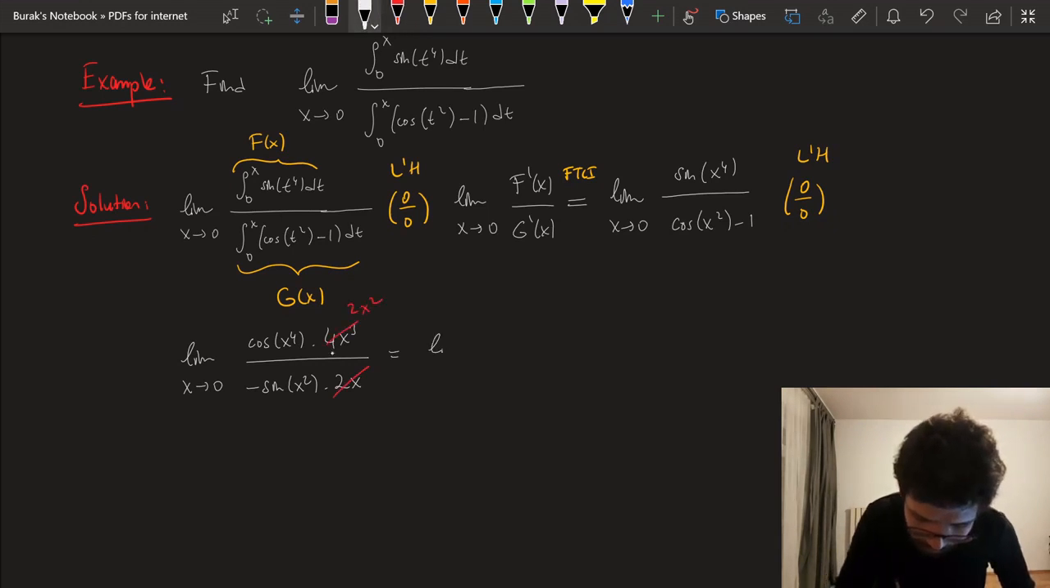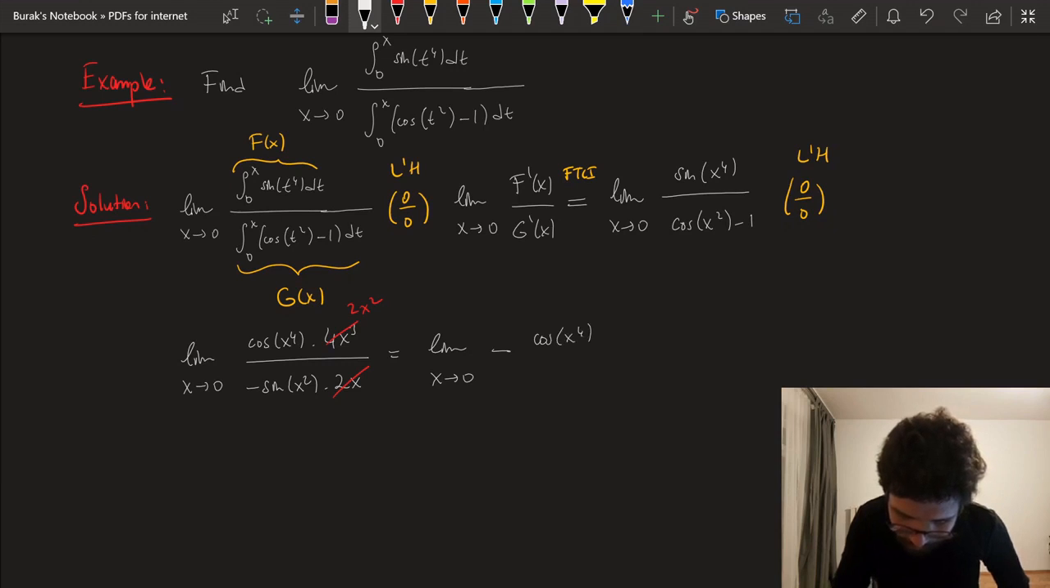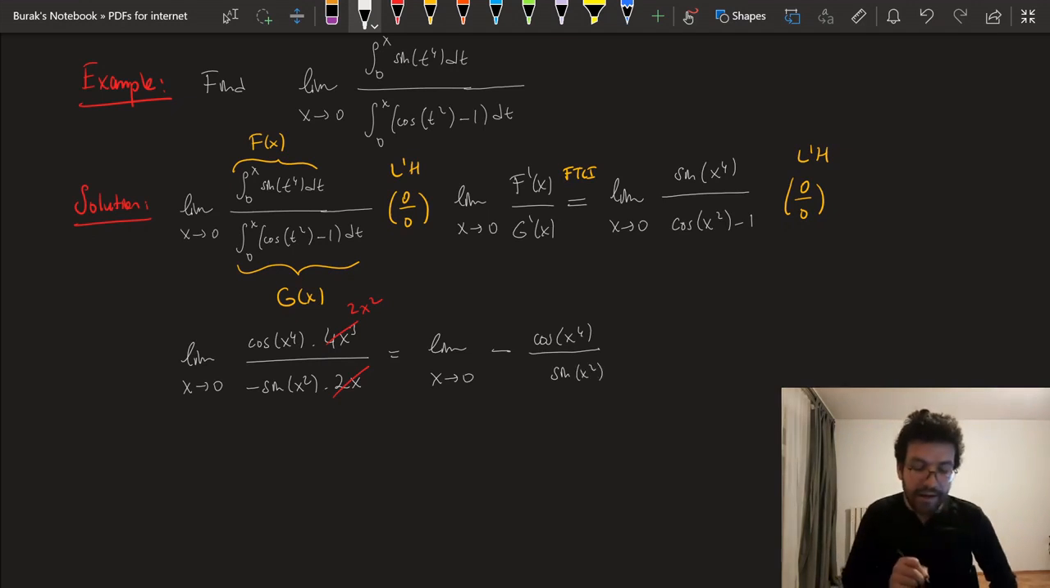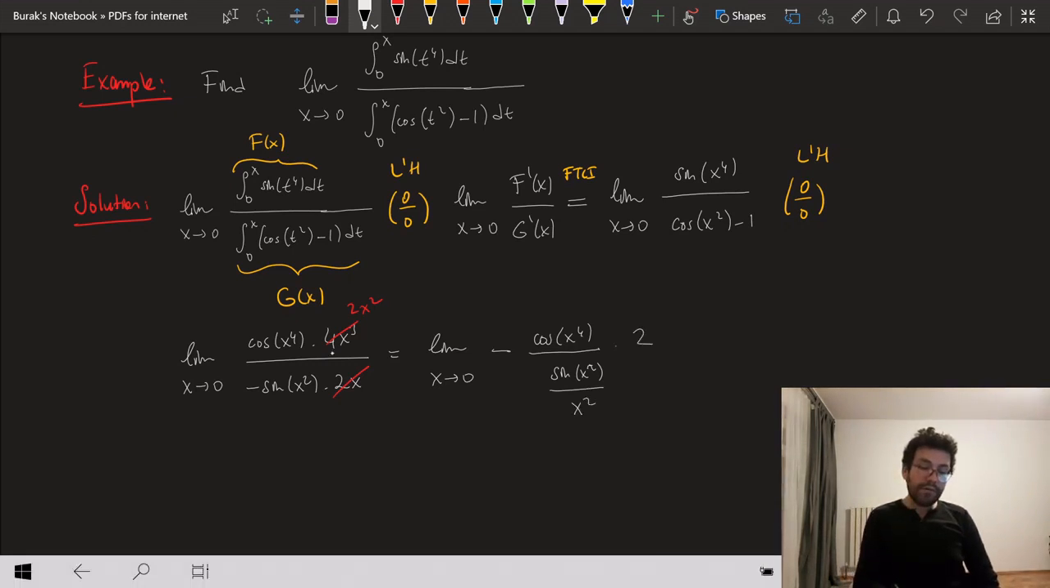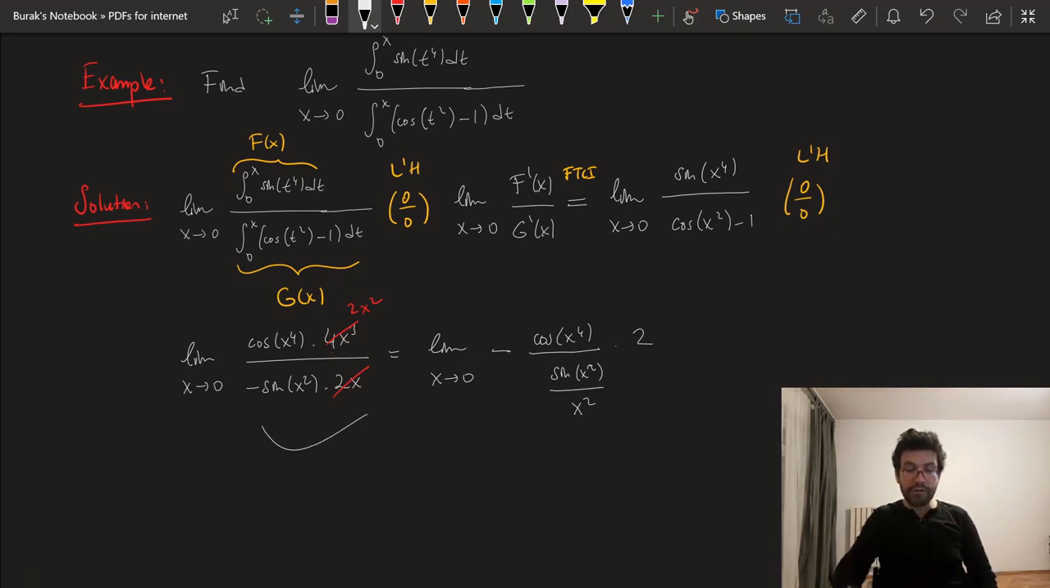and I am going to rewrite this as follows. I'm just going to put this minus in front, so I have cosine x to the power 4 times, I have a x squared, and I'm going to write this x squared as 1 over 1 over x squared, because you'll see why in a second, and I'm going to leave that too. So after you do the cancellation, if you just play with this expression, you're going to get that it's equal to minus cosine x to the power 4 times 2 divided by sine x squared divided by x squared.